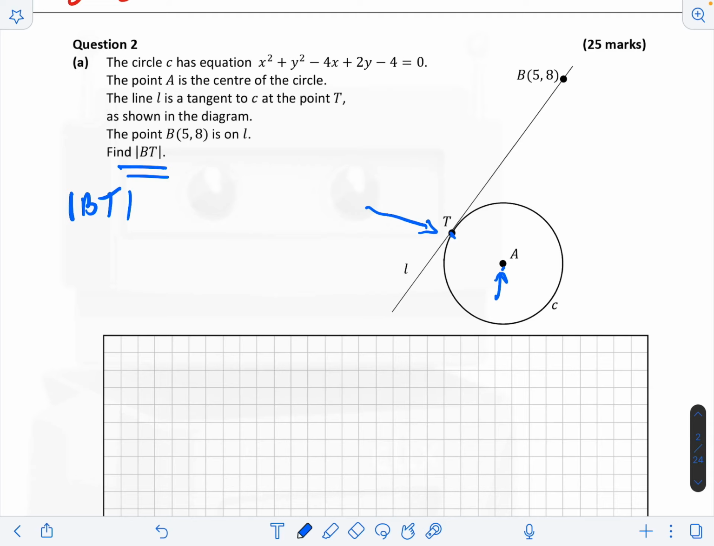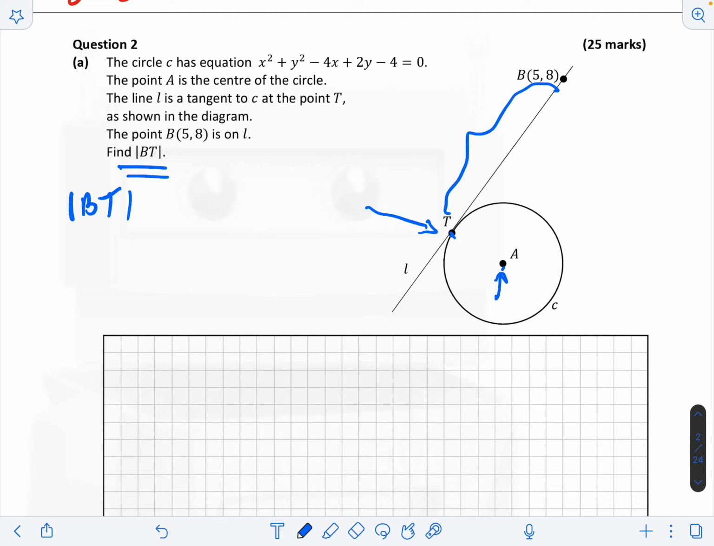So here's the question. They're giving us a circle and they're telling us the point A is the center of the circle, so that's there. And they're telling us we have a line L, which is a tangent at T, so this is T. And they're showing us that B is (5, 8), and that's written in the picture, and they're saying find BT. These two lines, |BT|, mean the distance between B and T. So we're looking for the distance between B and T.